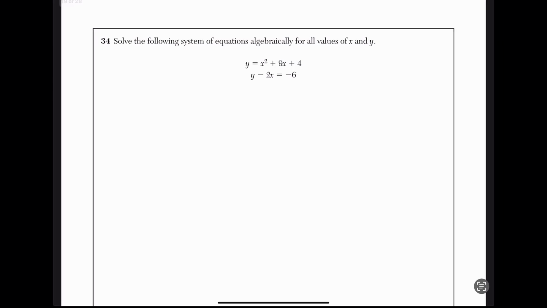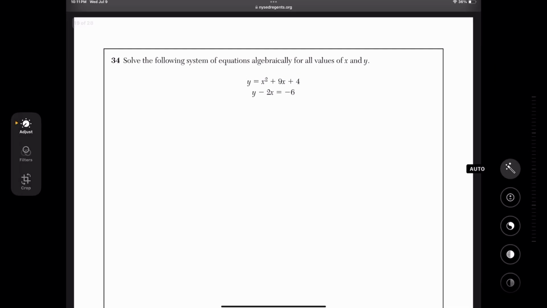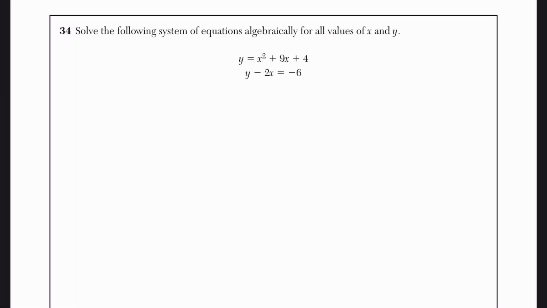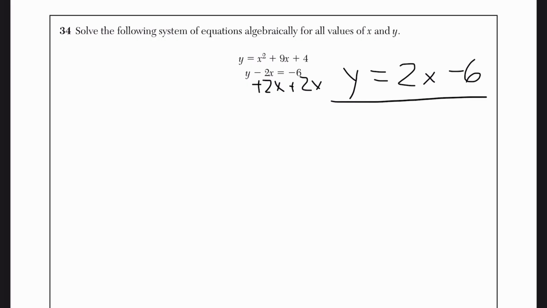Okay, two more. They're both systems. This one's a system of equations. What I'm thinking for this one is we should isolate y in the bottom equation. So we can rewrite it as 2x minus 6. And now, since both equations are equal to y, then they're really just equal to each other. That's called substitution. x squared plus 9x plus 4 equals 2x minus 6.